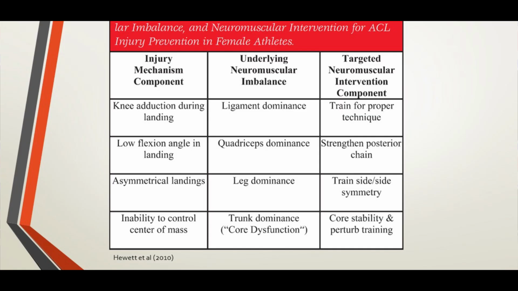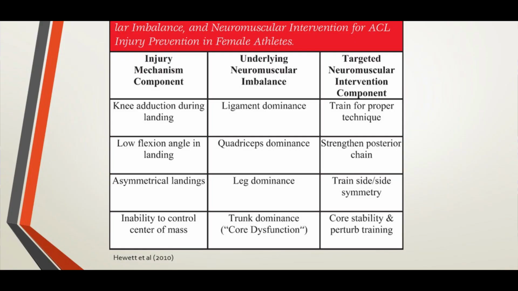So talking about those biomechanical factors, this is straight from a paper from Hewitt et al. Looking at the injury mechanism component down the left there: knee adduction during landing, and this is particularly looking at double leg landing. So knee adduction during landing, a low knee flexion, so a stiff landing, asymmetrical landings, and an inability to control your center of mass, so excess trunk sway with a jump and land. Yeah, and looking at what ways they can target that with their training.